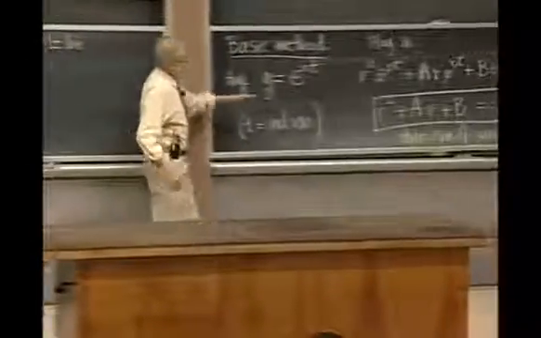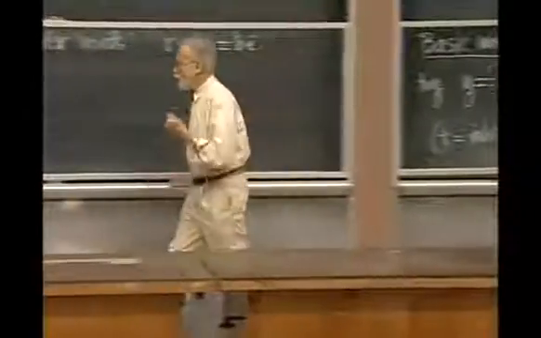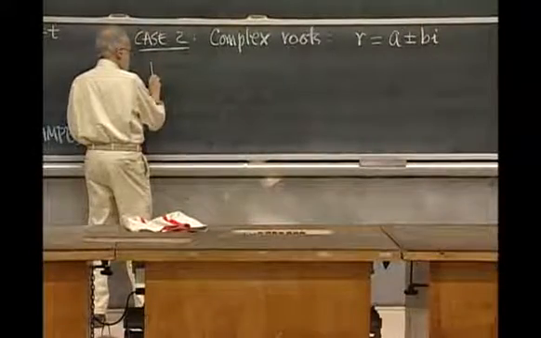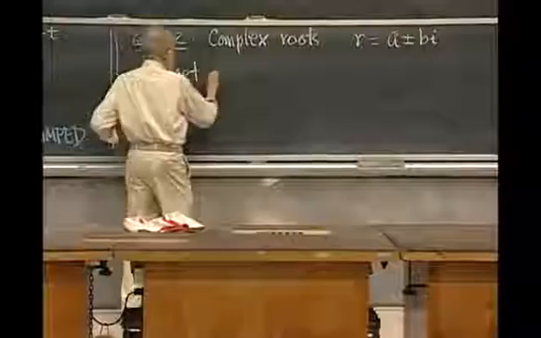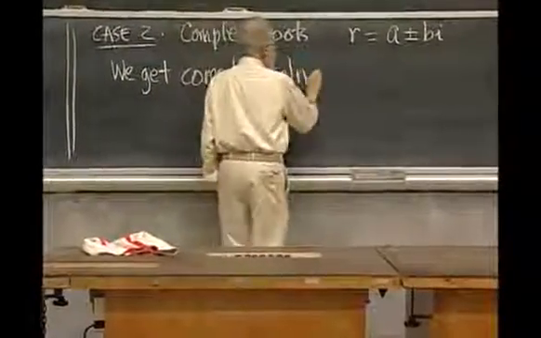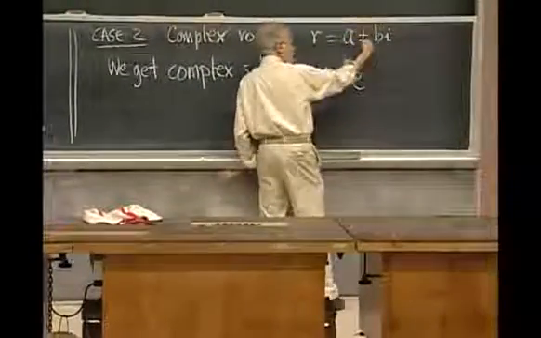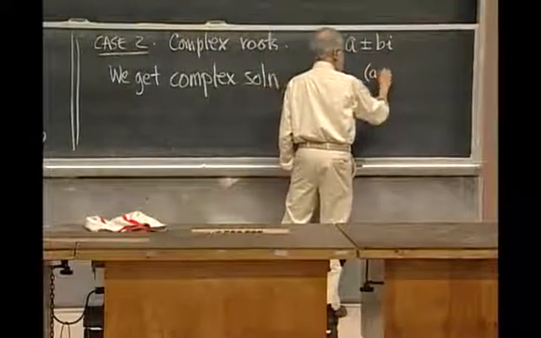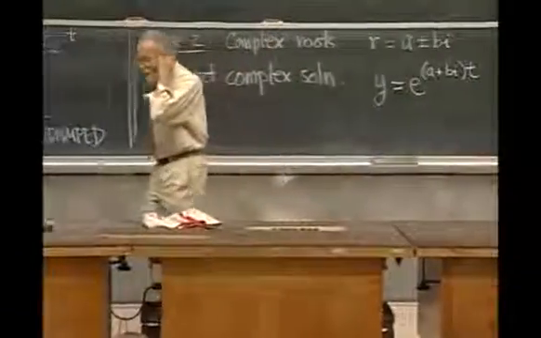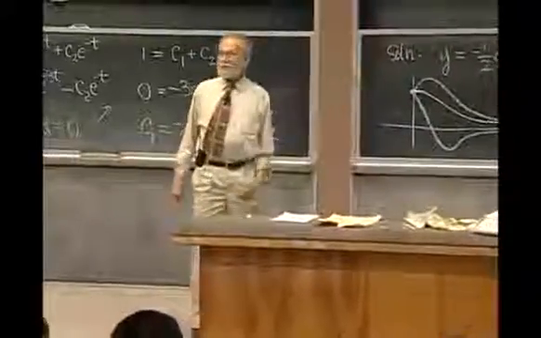Well, remember, the function of the r was, it's this r when we tried our exponential solution. So formally, this means we get a complex solution: y equals e to the (a plus bi) times t. The question is, what do we do with that? I don't know what a complex solution to that thing means. It doesn't have any meaning.